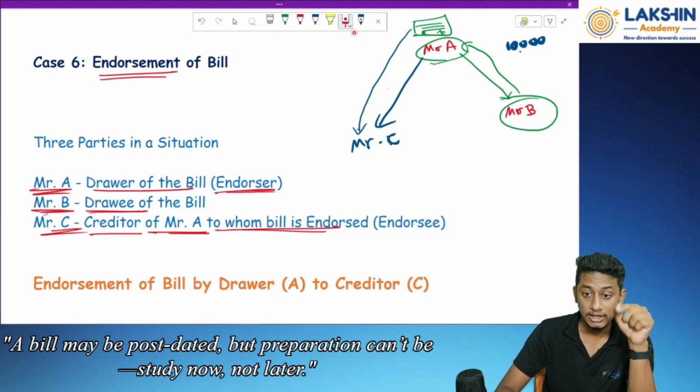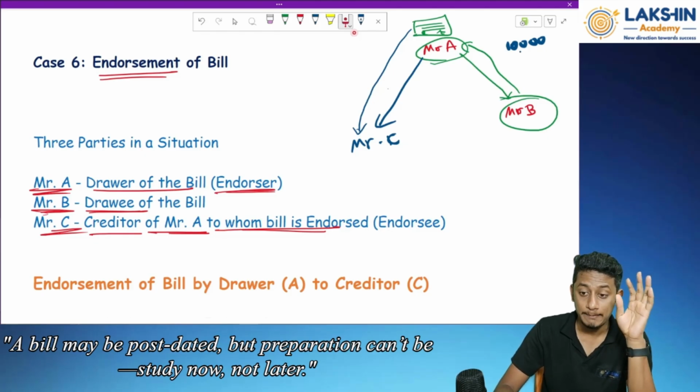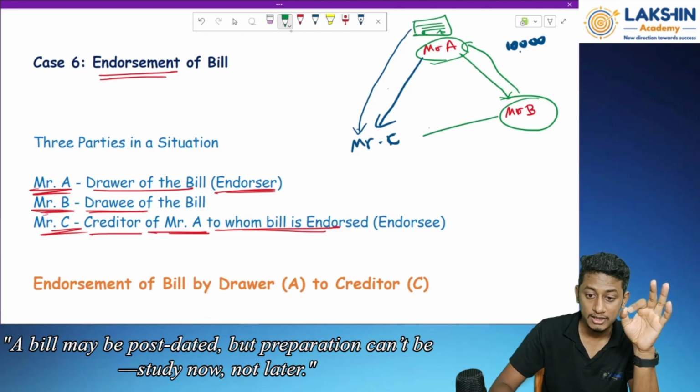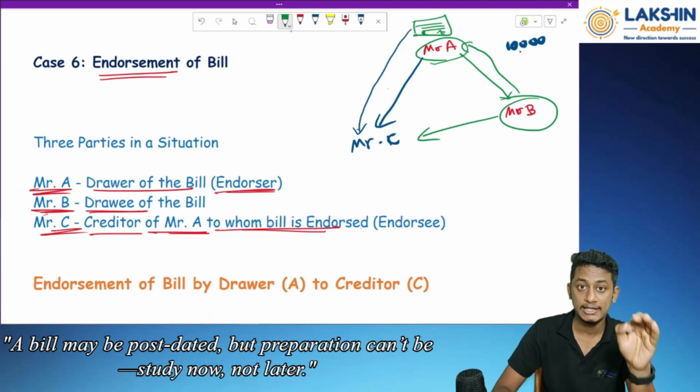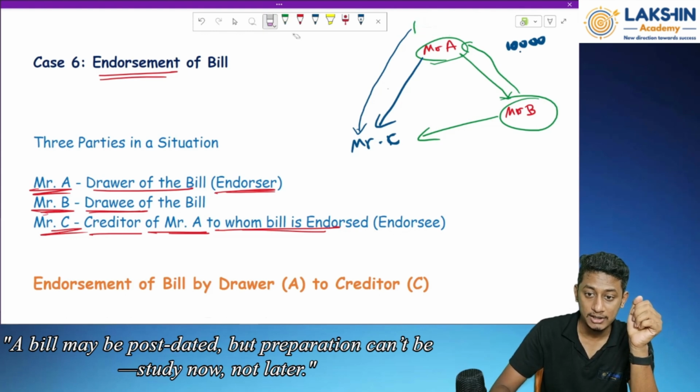Now, to whom is Mr. B supposed to make the payment? To Mr. C. Why? Because whoever holds the bill gets the payment. So now who has the bill? The bill has transferred from here to here. Now this guy is holding the bill.